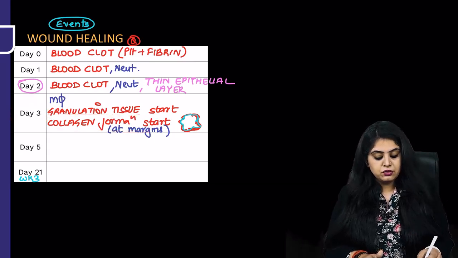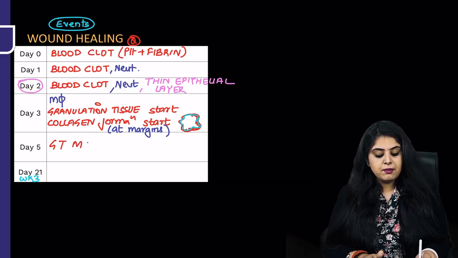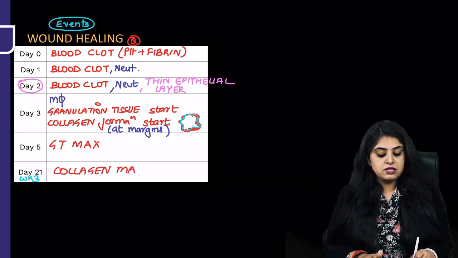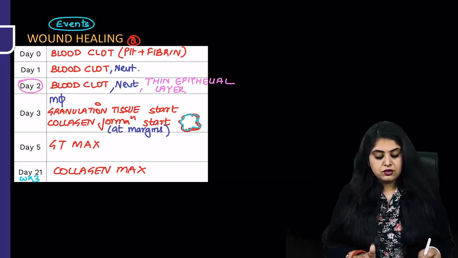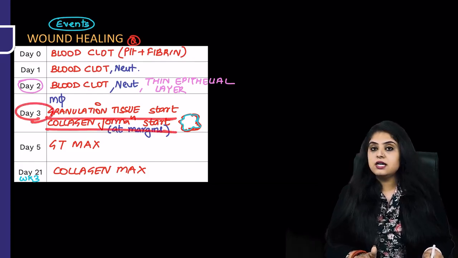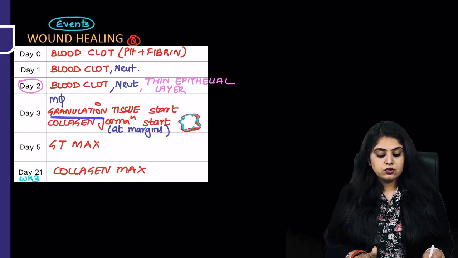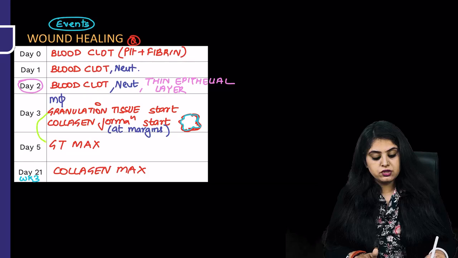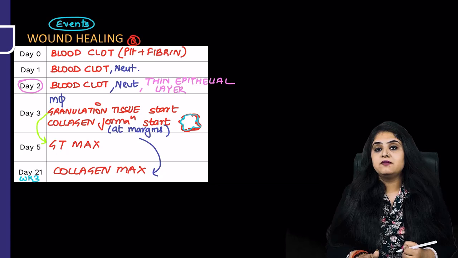So if someone asks you, when does granulation tissue become maximum? It is going to be day 5. And if someone asks you, when does collagen become maximum? It is going to be day 21 or week 3. So remember, granulation tissue and collagen start at day 3, but granulation tissue is going to become maximum on day 5, and collagen is going to become maximum on day 21.